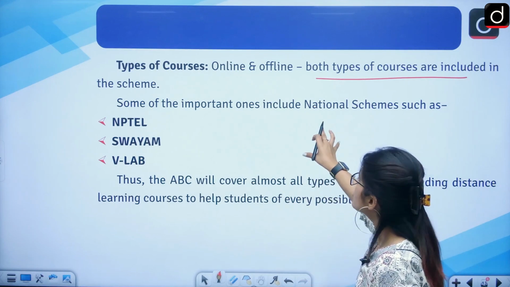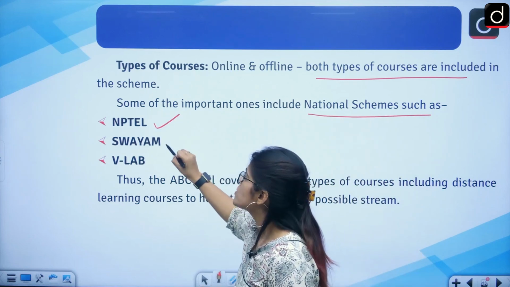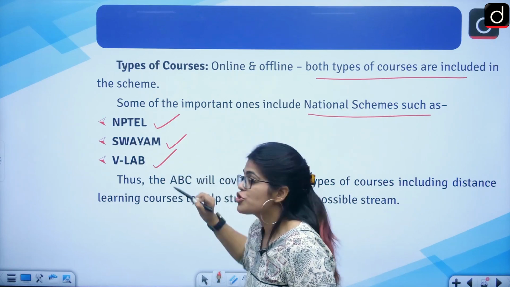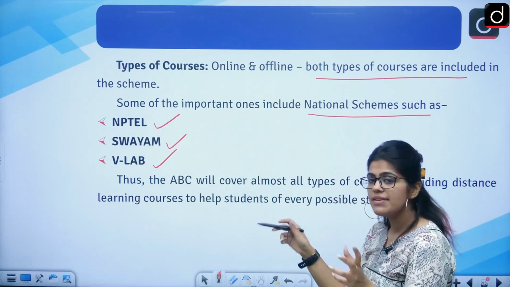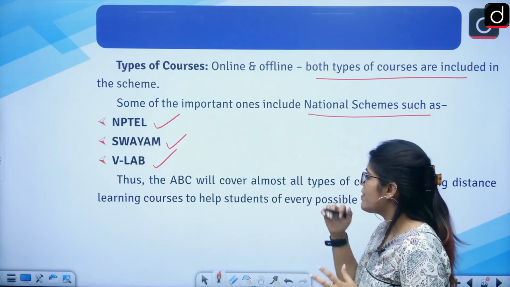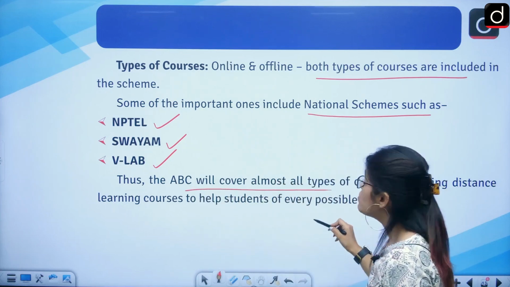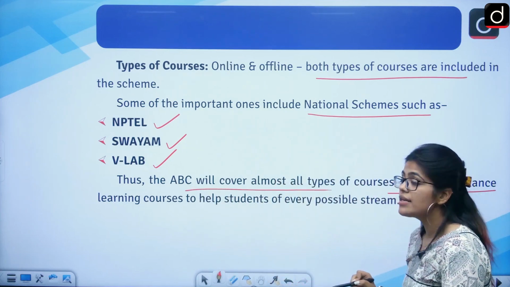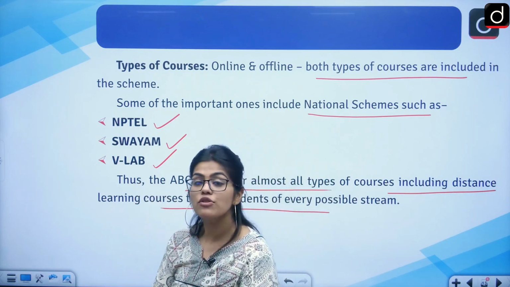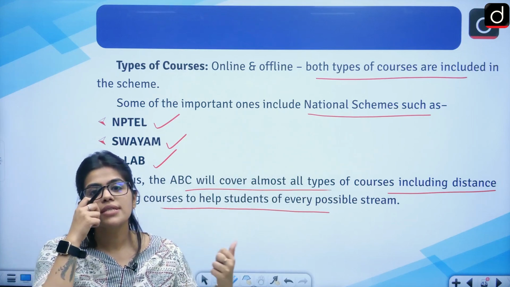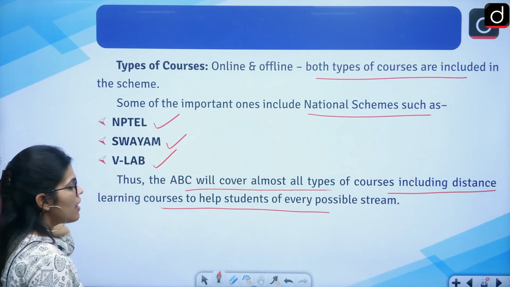Some of the important courses included in these national schemes are courses by NPTEL, courses by SWAYAM, and by the virtual lab, that is the V-Lab. It is also a providing agency where the courses are provided according to science and technology. Thus, ABC will cover almost all types of courses, including distance learning, as well as going there and studying. So distance, offline, online, all of these different kinds of courses are available here.